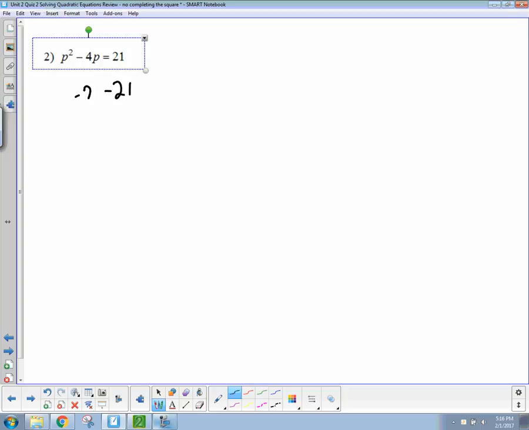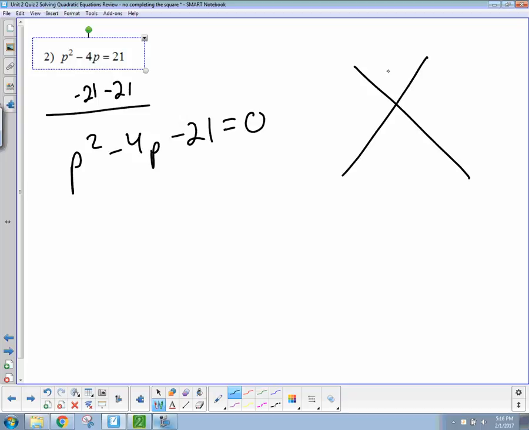Subtract 21 from both sides. p squared minus 4p minus 21 equals 0. Again, do your x. Negative 21, negative 4. What two numbers? Let me think. 7, 3. This one needs to be negative. So when we add them, we get negative 4. Multiply, get the negative 21.